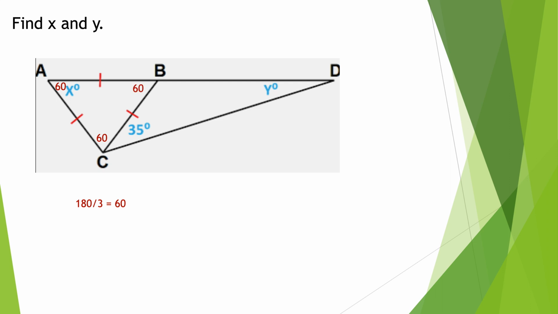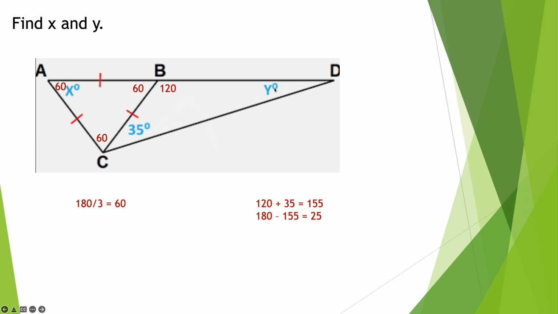Now, what's the missing angle inside the triangle? Right over here. Well, here's a linear pair, 60 and this angle CBD. That angle is going to be 120, because 60 plus 120 adds up to 180. And now, if I do 120 plus 35, I get 155.